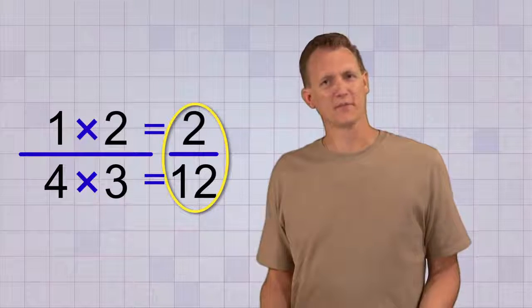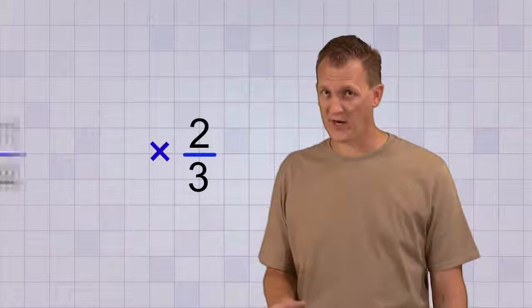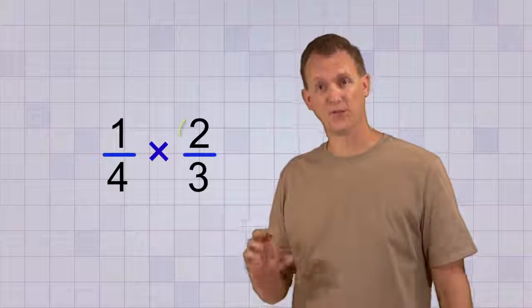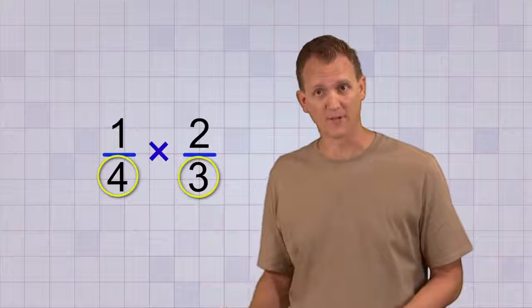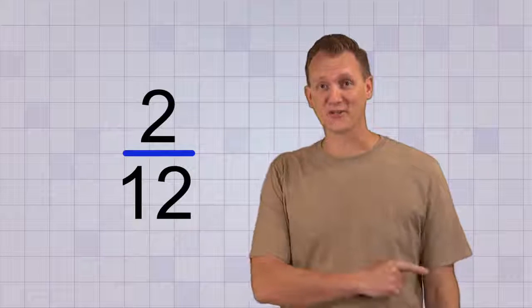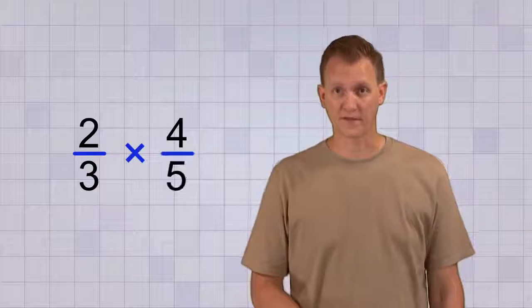So what does all this mean? Well, it means that to multiply fractions, all you have to do is multiply the top numbers, and then multiply the bottom numbers, and ta-da! There's your answer. As always, let's see an example or two. Let's try this problem, 2/3 times 4/5.